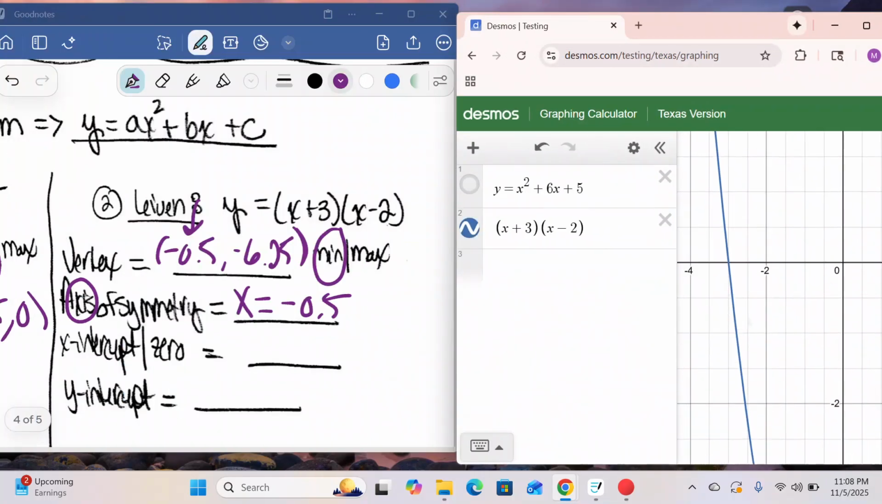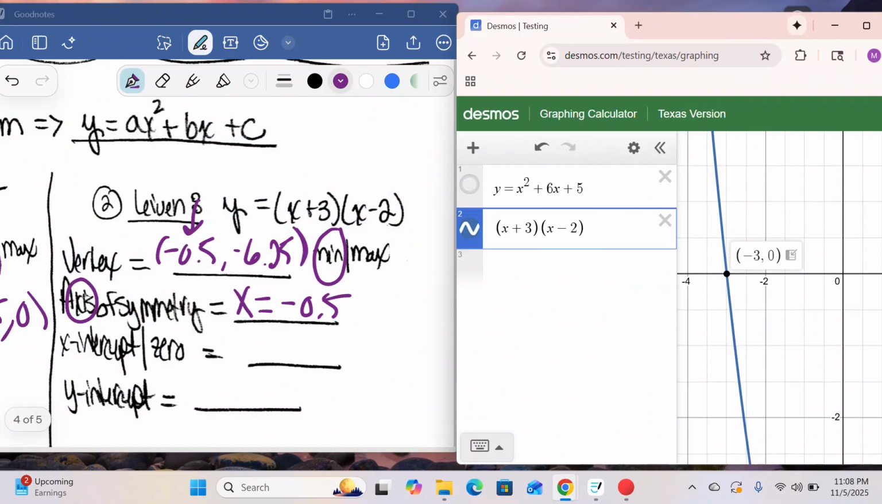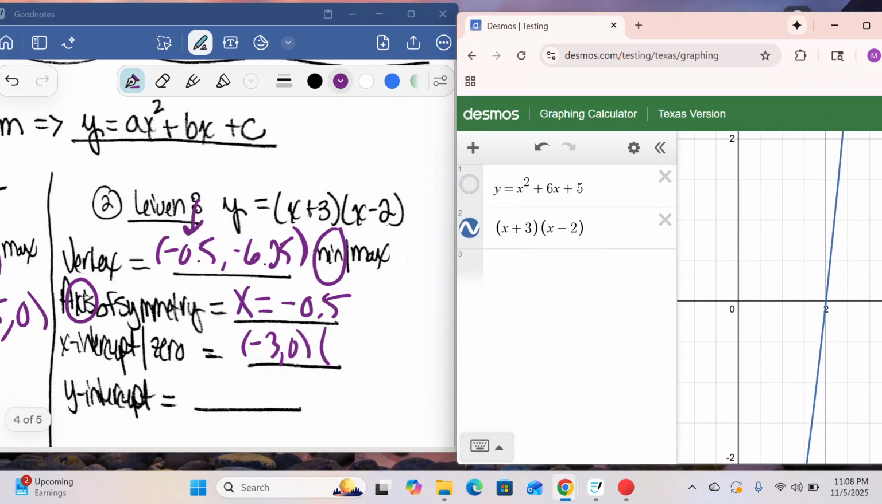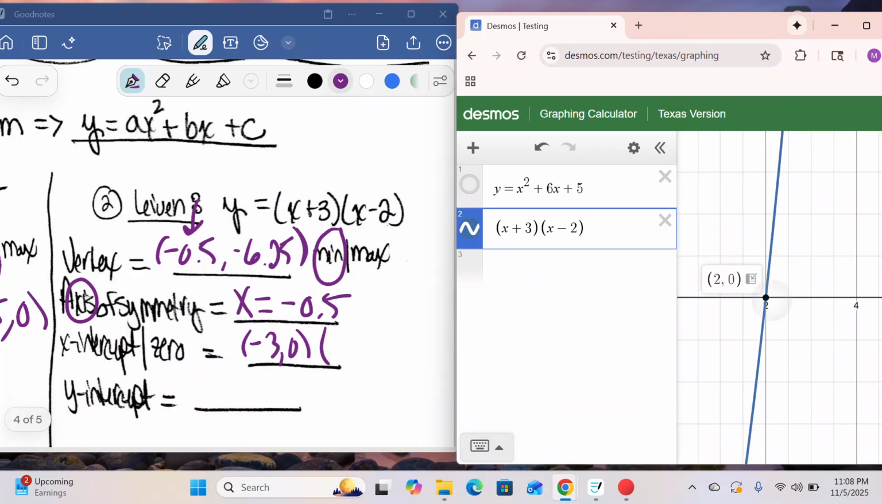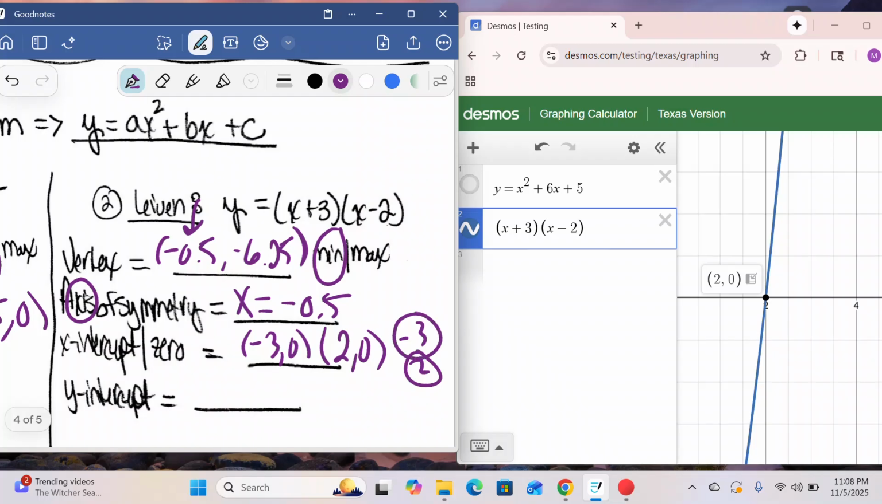I have one, which is negative 3, 0, and I have my second one as being 2, 0. And is it okay to just put negative 3 and 2? Of course it is, because that is called a 0. So I can put this like this, or I can put it in ordered pair form like that.